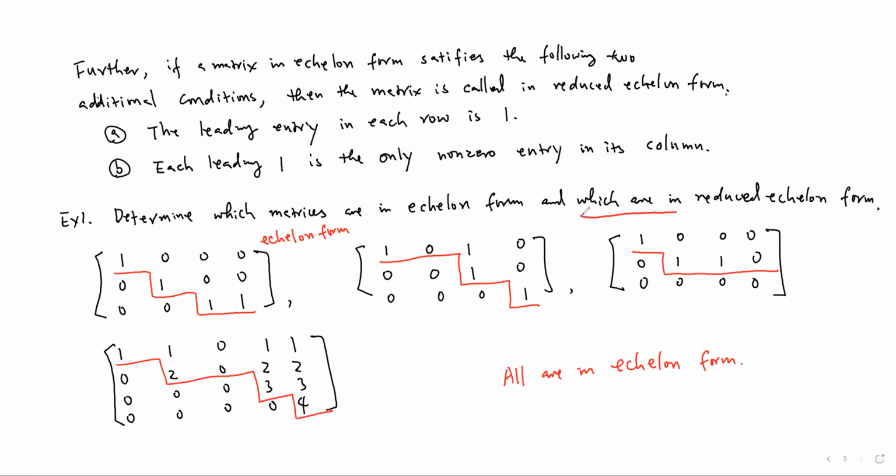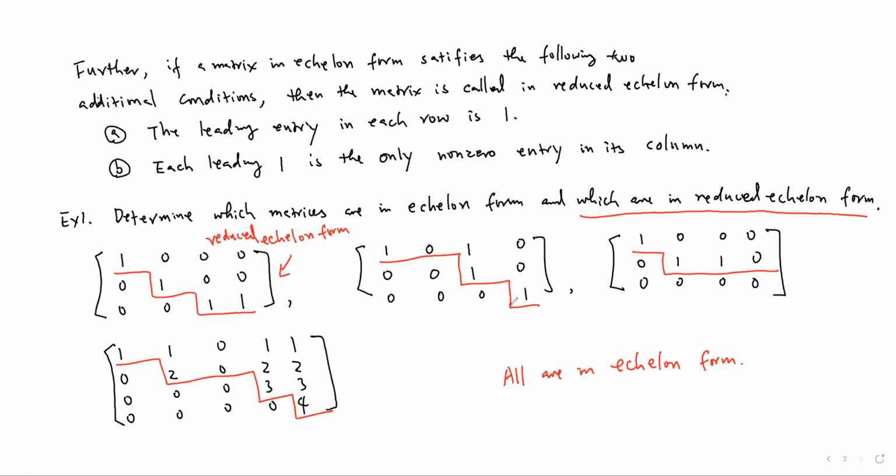Okay, now which ones are in reduced epsilon form? I think the first one is in reduced epsilon form. All the leading entries are 1, and the leading entry is the only non-zero entry in its column. Yeah, this matrix is in reduced epsilon form.